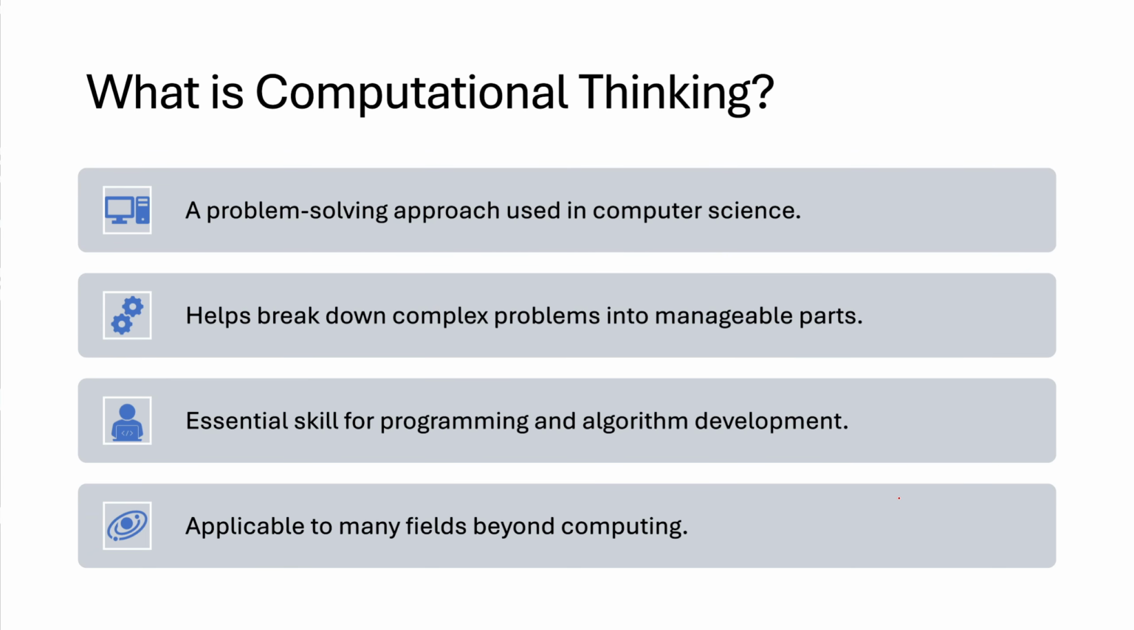So what is computational thinking? A problem-solving approach used in computer science. It helps break down complex problems into manageable parts. Essential skill for programming and algorithm development. It is applicable to many fields beyond computing.